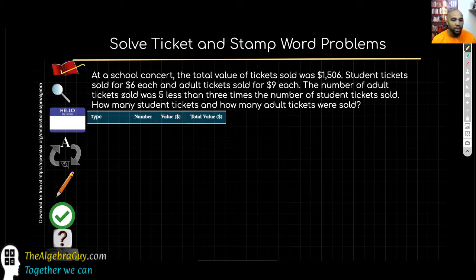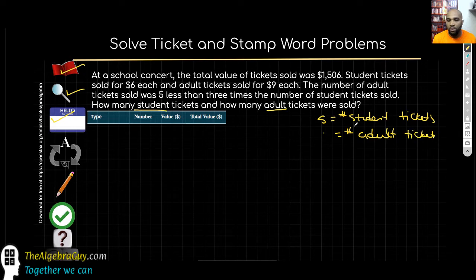So we read it. I understand what they're saying. I need to identify what we're looking for. We're talking about the number of adult tickets and the number of student tickets. And let's go ahead and set up some variables to represent each. So I'm going to let S represent the number of student tickets. And we're going to let the number of adult tickets be... See, I almost said A, but I don't want 2 different variables, since adult tickets is some concoction of the number of student tickets.